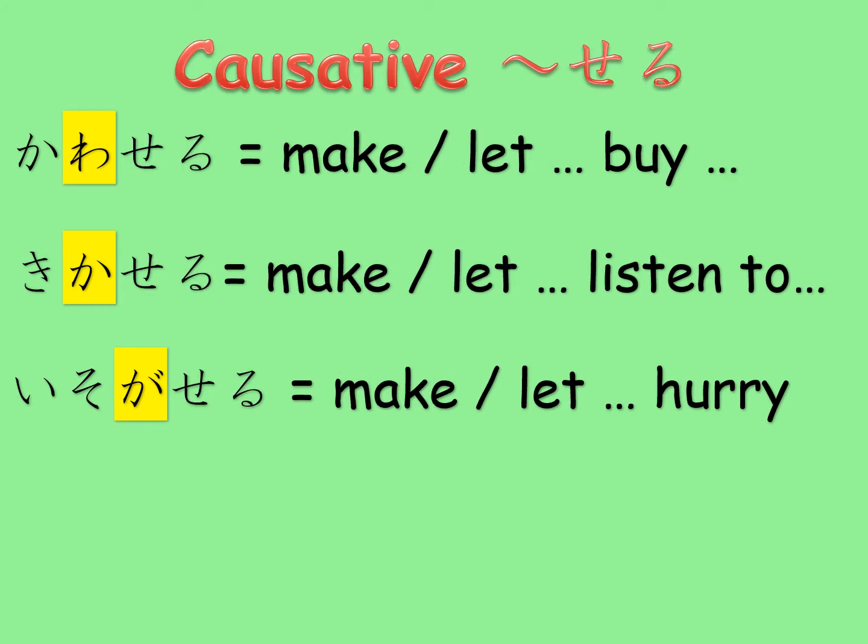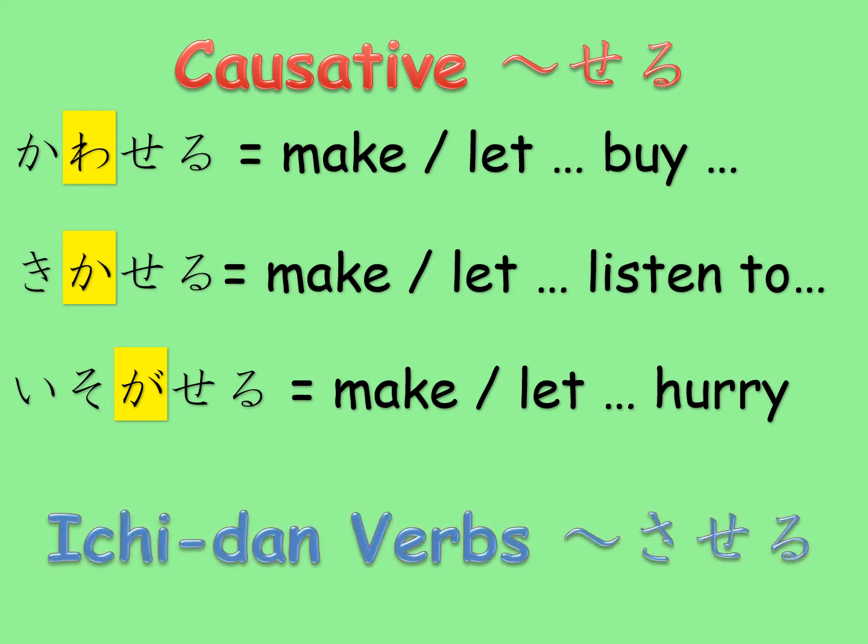Causative is when the auxiliary verb seru is added, and that adds the meaning of making somebody do something or letting somebody do something. In case of an ichi-dan verb, the causative ending auxiliary verb is saseru.